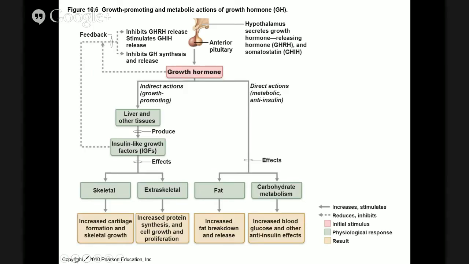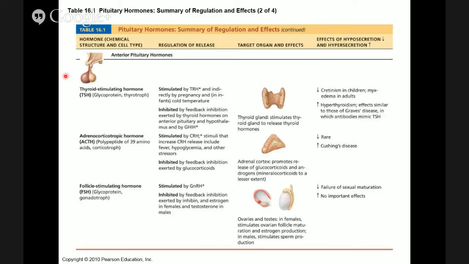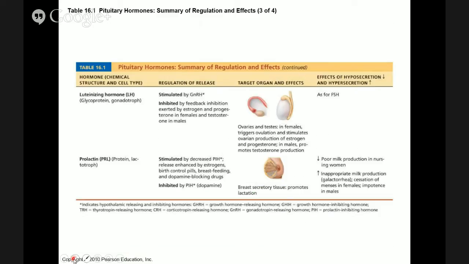So look at growth hormone. I'm not going to go through this whole thing, but basically what you see in the bottom here, these 4 boxes, this is what you end up seeing happen as a result of the secretion of growth hormone. We have some other anterior pituitary hormones here. So if you have to, for an assignment, come up with what these hormones do, you've got the information right here for you in this wonderful table.